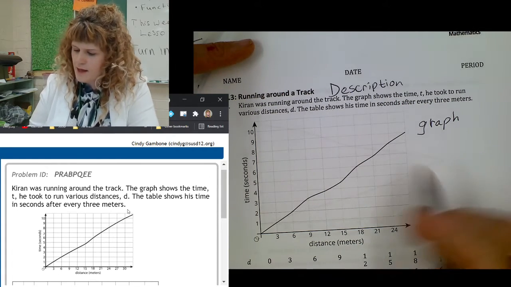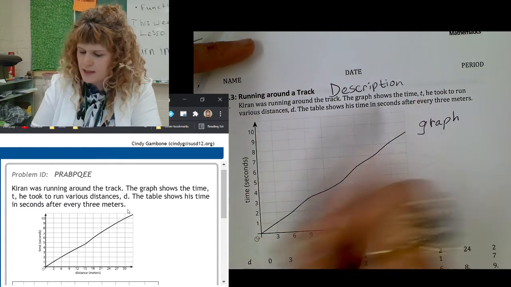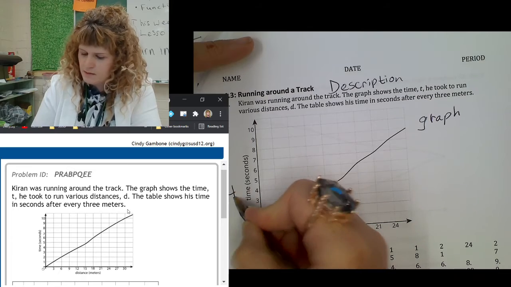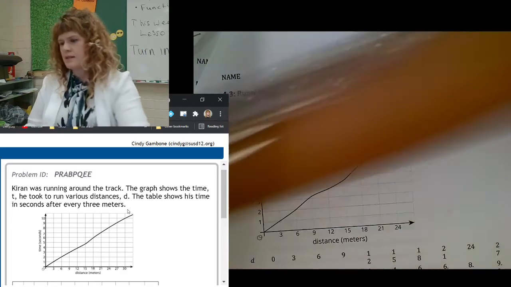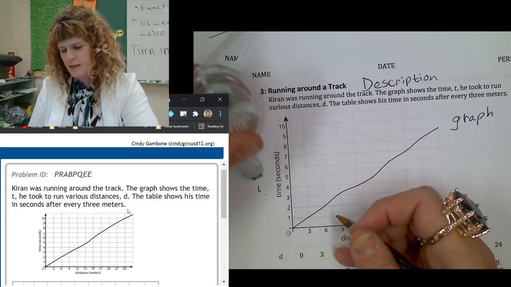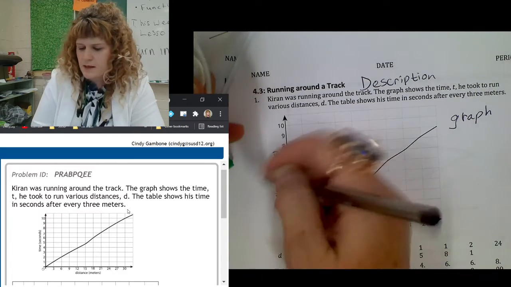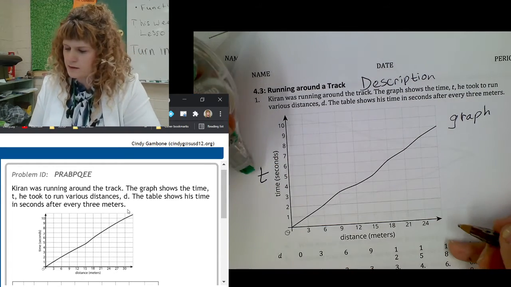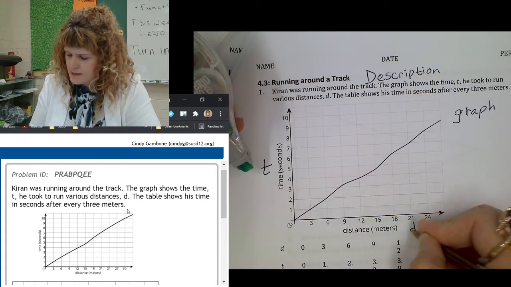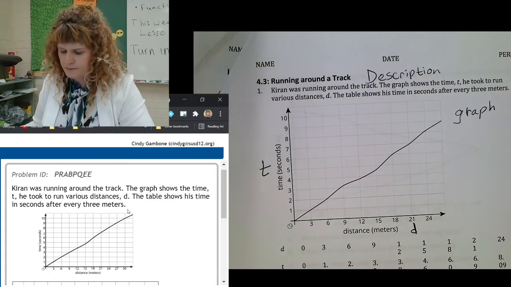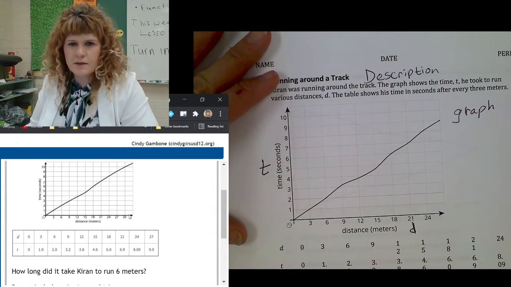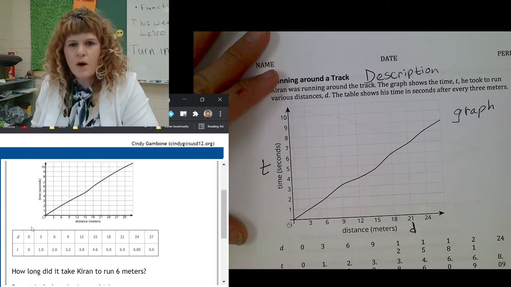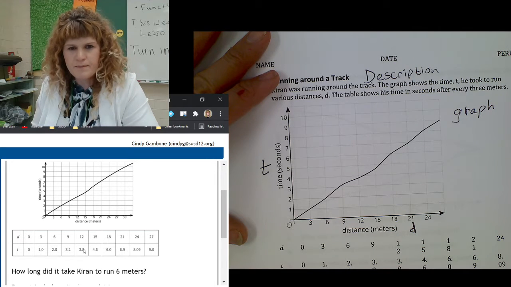It tells you that the graph shows the time t, and I see it on the y-axis. I'm just labeling things so that I can do the problem easily. T is here, and D is the x-axis. Okay, ready? Now let's answer the questions. Oh, they give a table of information.